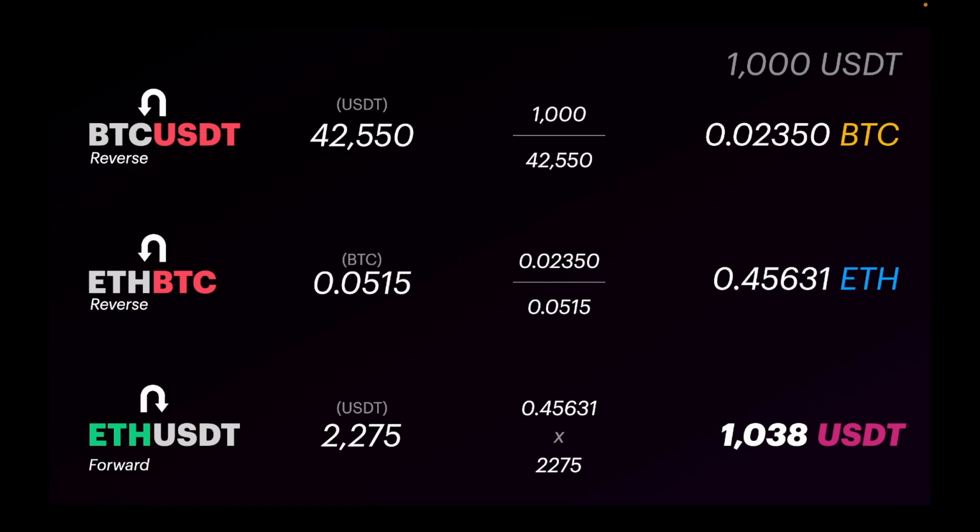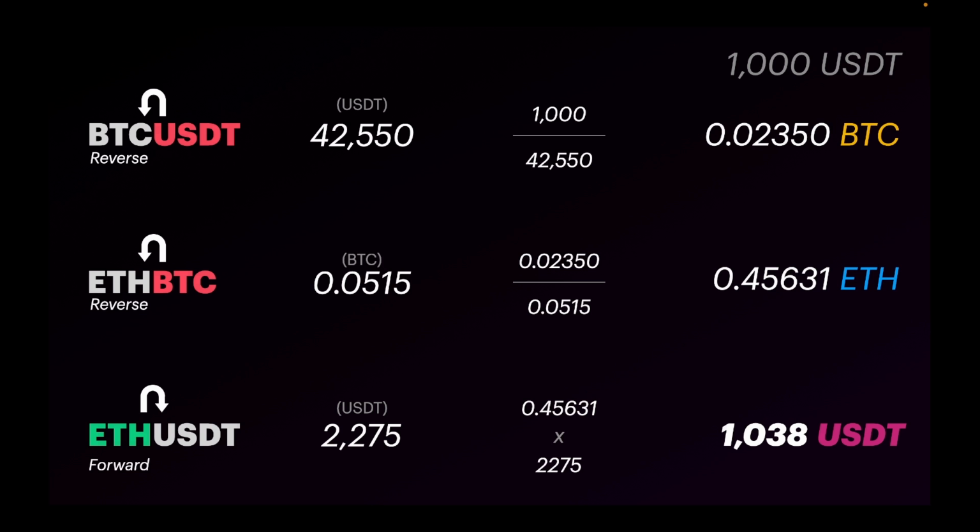Now on the last leg of the trade, I could say, okay, now I've got my ETH. It's now a forward trade because I'm now selling my ETH. I'm selling the base asset. So I'm not buying it. I'm selling it for USDT. And therefore I take my 0.45631 multiplied by 2275 and I'll end up with 1,038 US dollar tether, meaning I made $38 just by exploiting a price gap. So this all sounds very exciting so far.